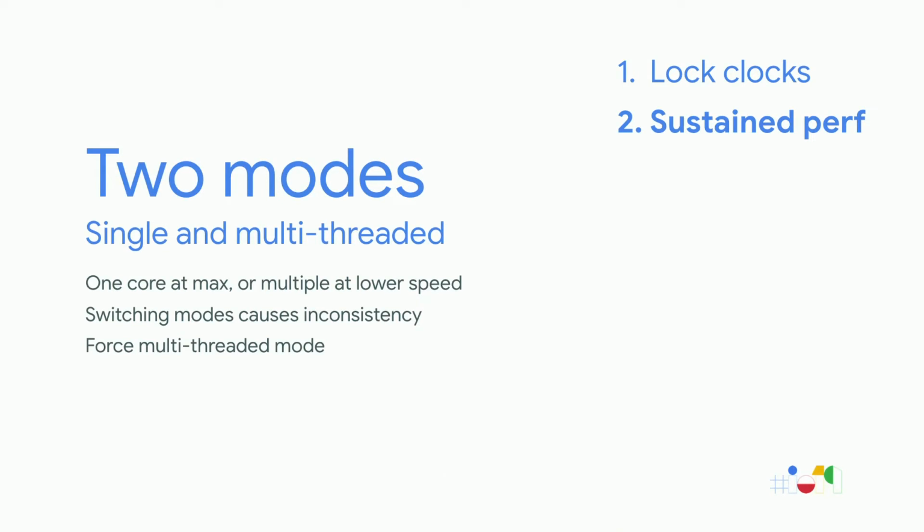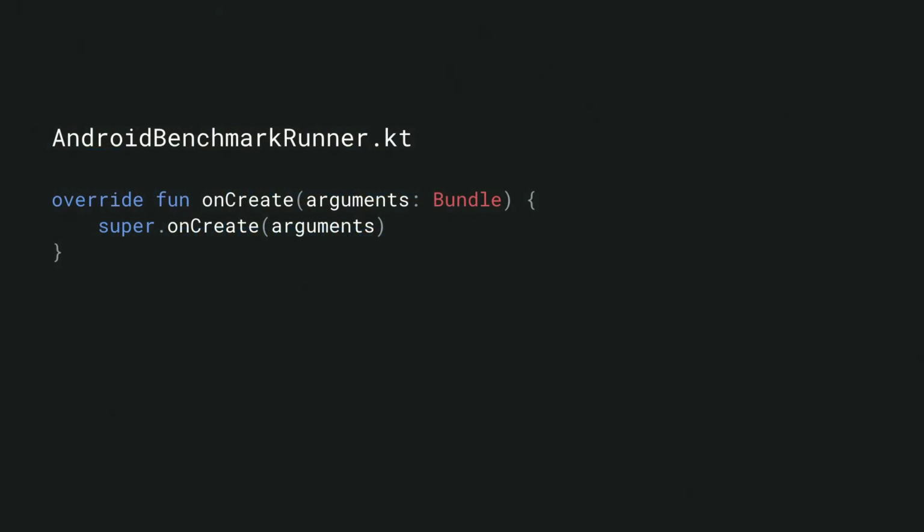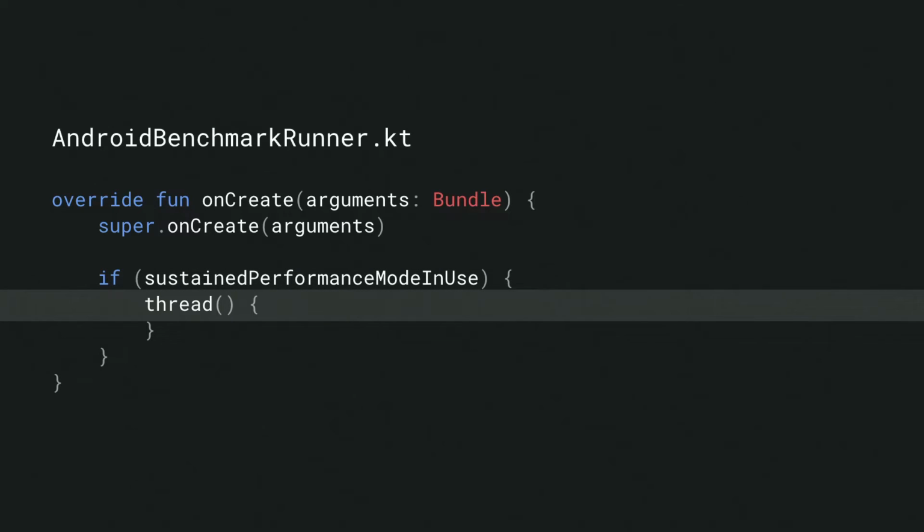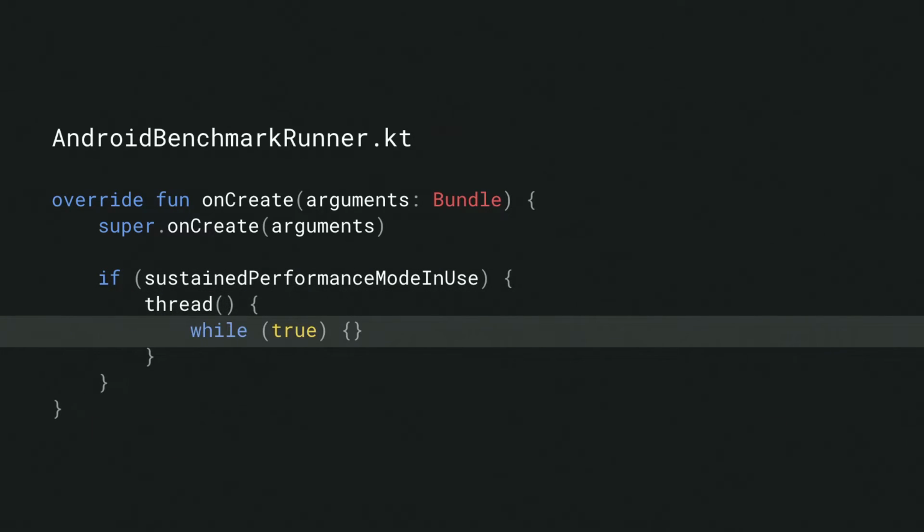We'd really like to just pick the multi-threaded mode. That's the lower of both. That sounds good, but how do we force that? Well, the way that we do this is in our Android benchmark runner: when sustained performance mode is in use, we create a new thread. And this thread spins.